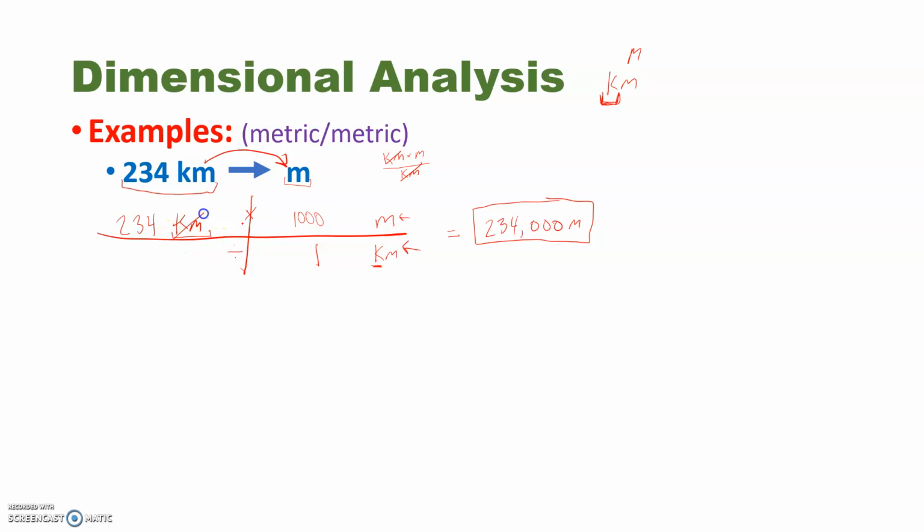Whenever you have a unit on top and bottom, you can cross it out because they cancel. Let's see if we can squeeze one more in before the time runs out. I wanted to get 2 in, and I always do them under 15 minutes.